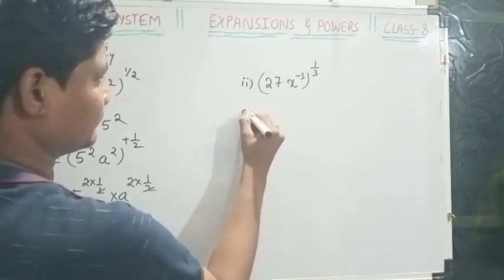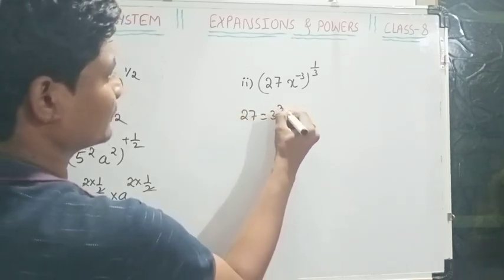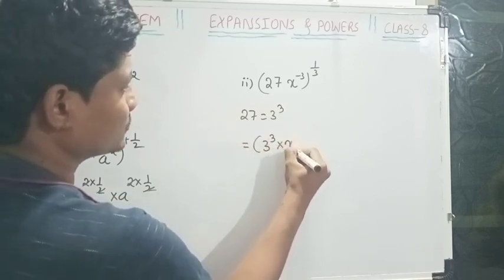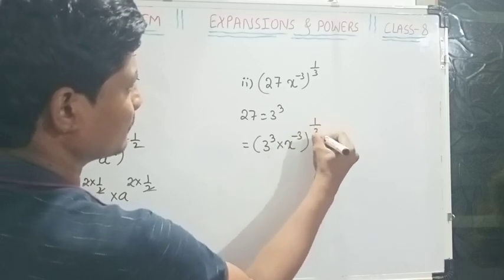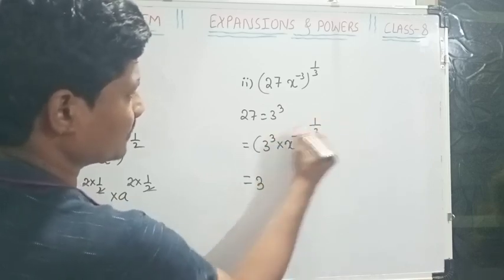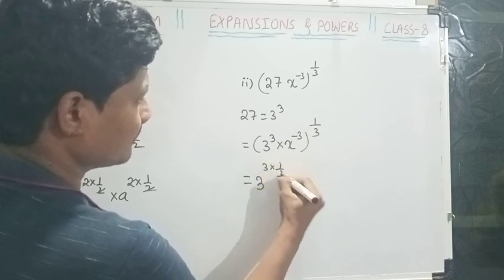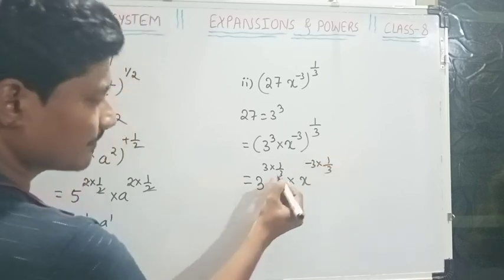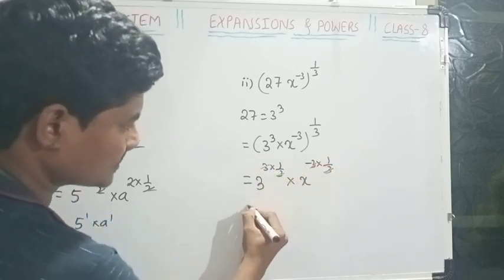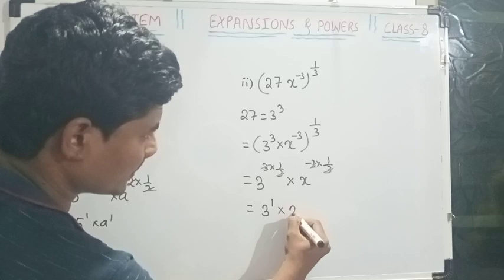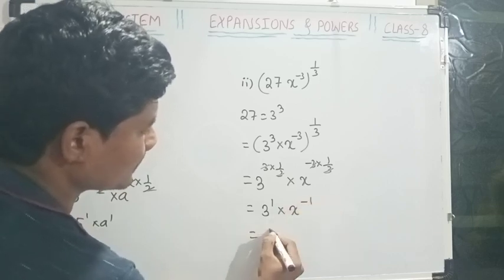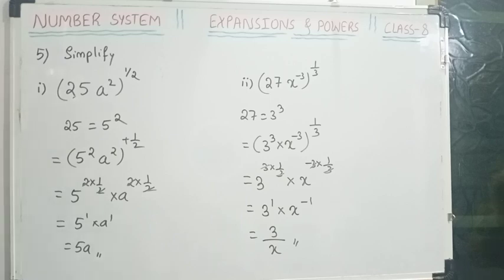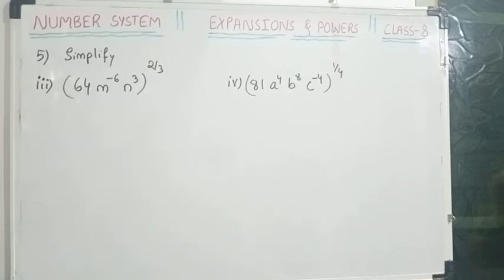In this question, 27 can be written as 3 cube. 3 cube x to the power minus 3 raised to the power 1 by 3. 3 to the power 3 into 1 by 3 into x to the power minus 3 into 1 by 3. The 3s get cancelled. 3 to the power 1 into x to the power minus 1, that is 3 to the power 1 divided by x. We can bring the minus to the downside, that is to the denominator.